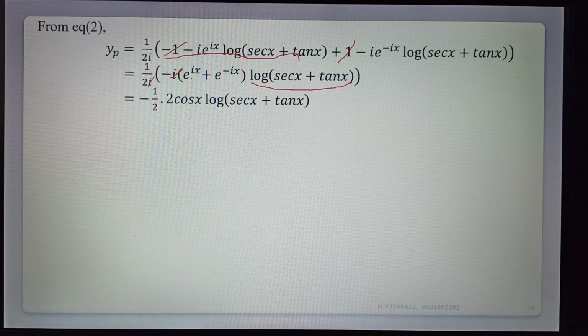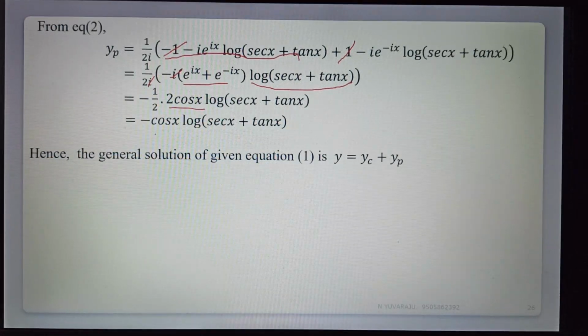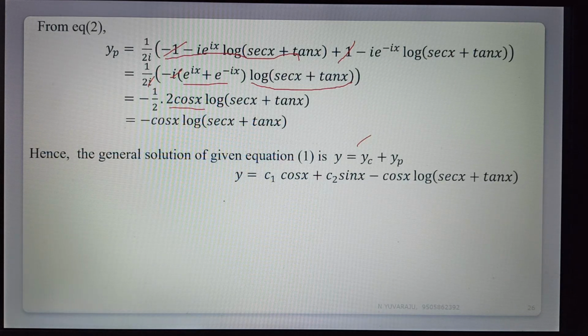Here e power ix plus e power minus ix is, by the formula, 2 cos x. Adding both we get 2 cos x into log of secant x plus tan x. 2 cancels, so that is equal to minus cos x into log of secant x plus tan x. This is the yp end. So therefore the complete general solution is yc plus yp, both adding. Yc is equal to c1 cos x plus c2 sin x, minus cos x into log of secant x plus tan x.